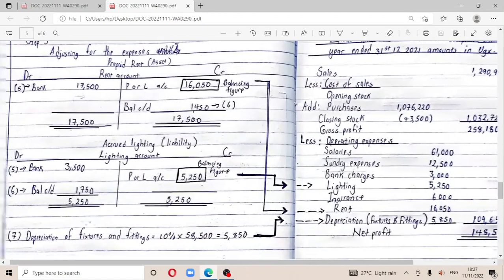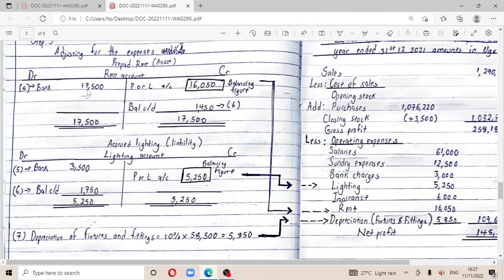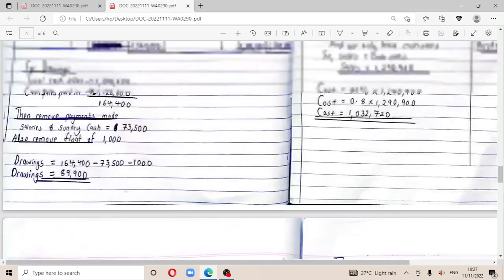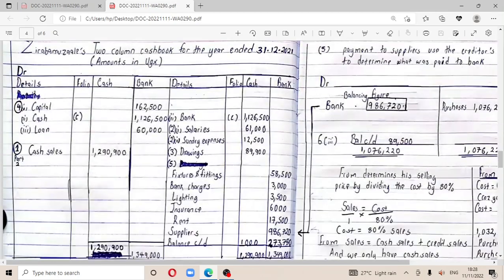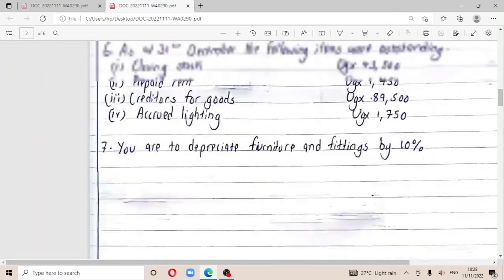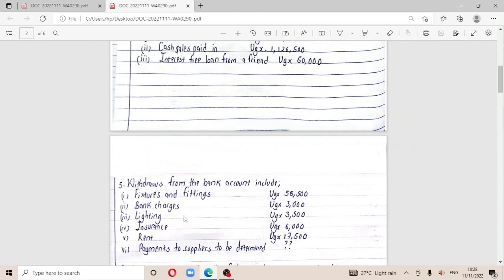you'll just now go to the bank or go to the cash book, and trace for the figures. How much did you pay for rent during the year, and how much did you pay for the lighting during the year? You realize that these are the figures they paid during the year. Or you can get them from note number 6. You can get them from this side, or you can get them from point number 5, which is this.